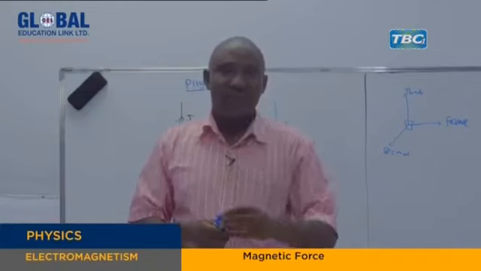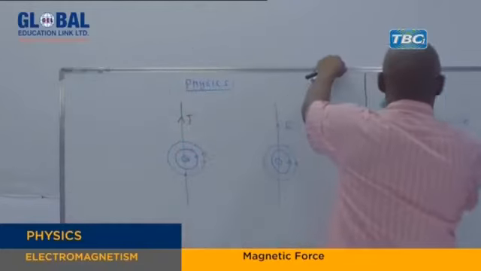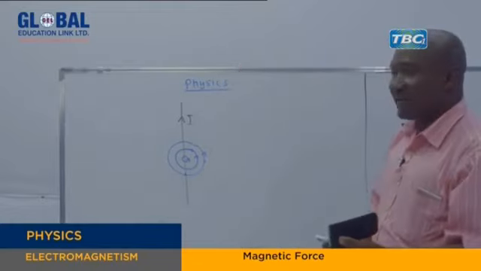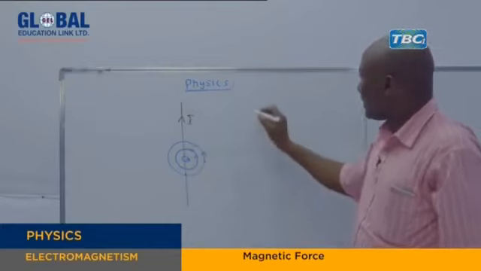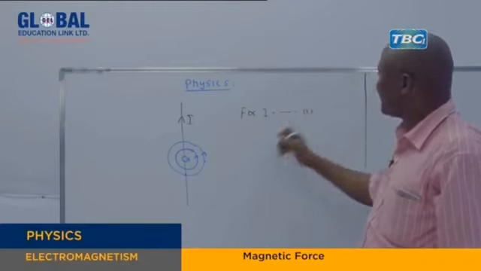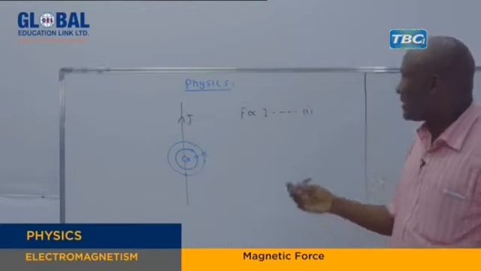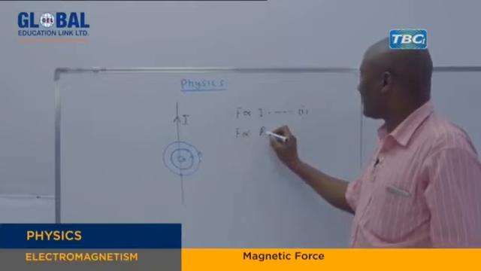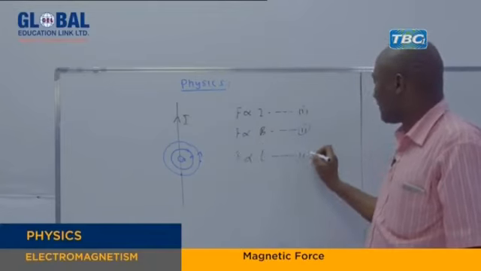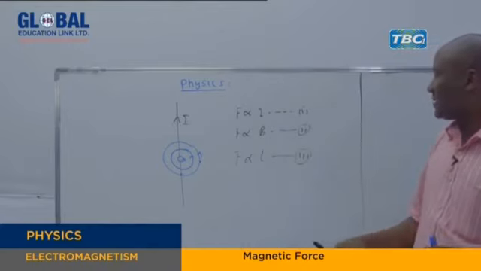Now, that is how Fleming's left-hand rule can be used to determine the direction of force. But before we proceed, let's see now the demonstration of that force. It has been found experimentally that this wire carrying current experiences a force which is proportional to the current. So when the current increases, the magnetic force will also increase. And we saw that the magnetic force also depends on the magnetic flux density, and also on the length of the conductor. So if you have a short conductor, the magnetic force will be affected.